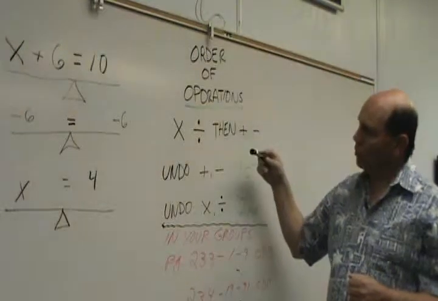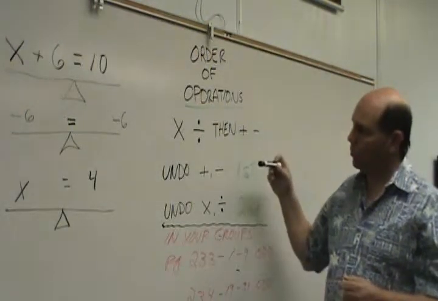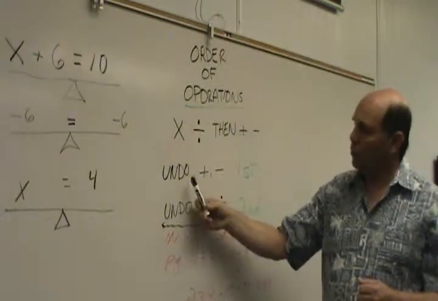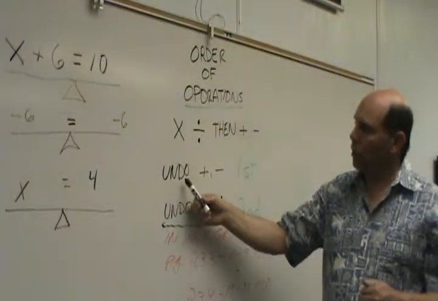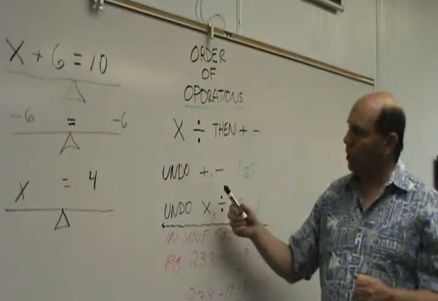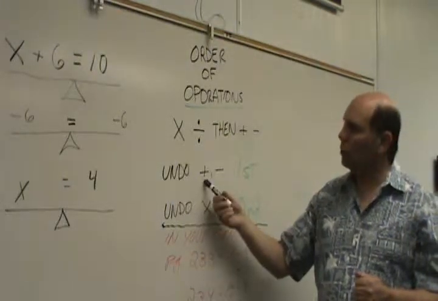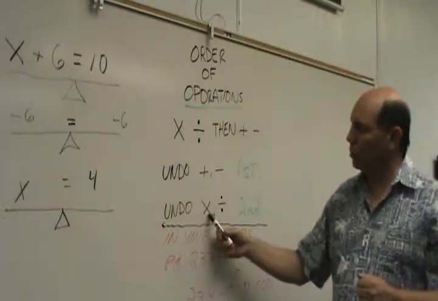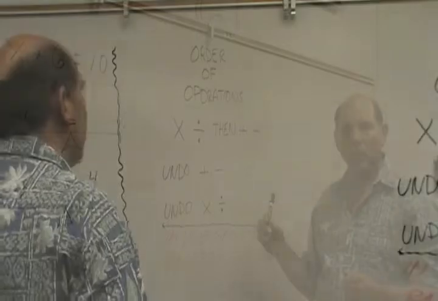When we're trying to solve problems in algebra, we go backwards, like undoing it, doing it in reverse order. We try to undo the addition and subtraction first. Then we undo the multiplication or the division.